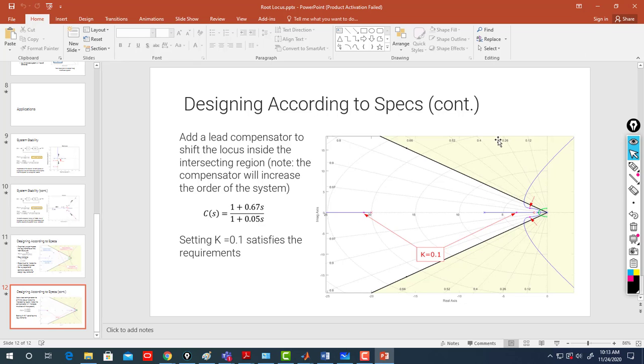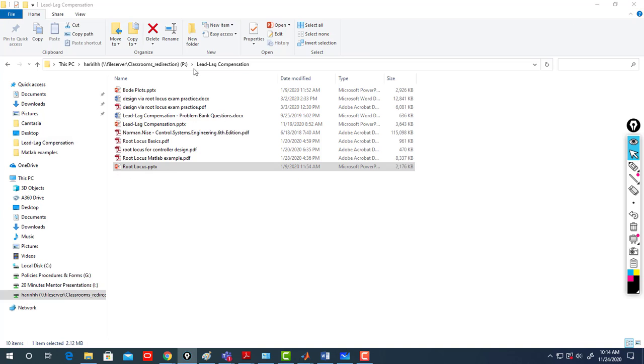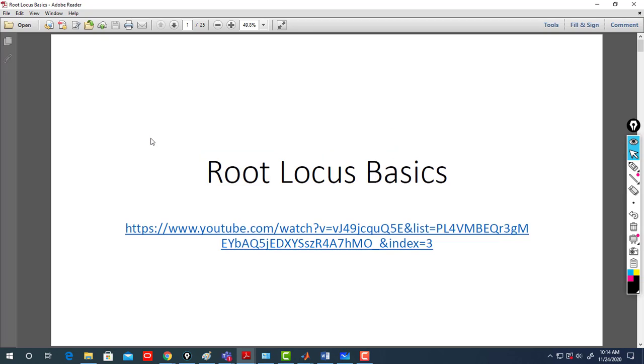Any question regarding this introduction to root locus? Okay. So now, of course, I'm not going to go into Bode plot and lead lag compensator design. I will go on root locus basics.